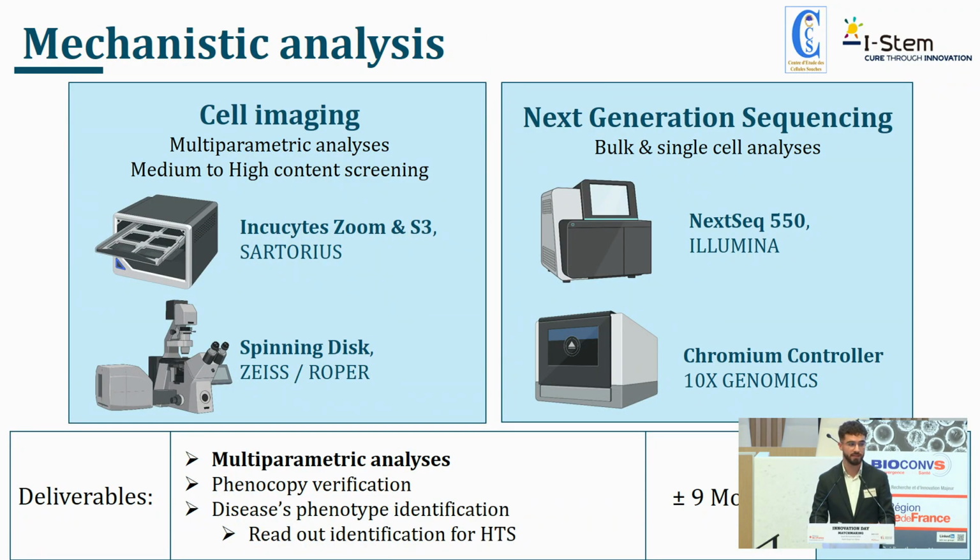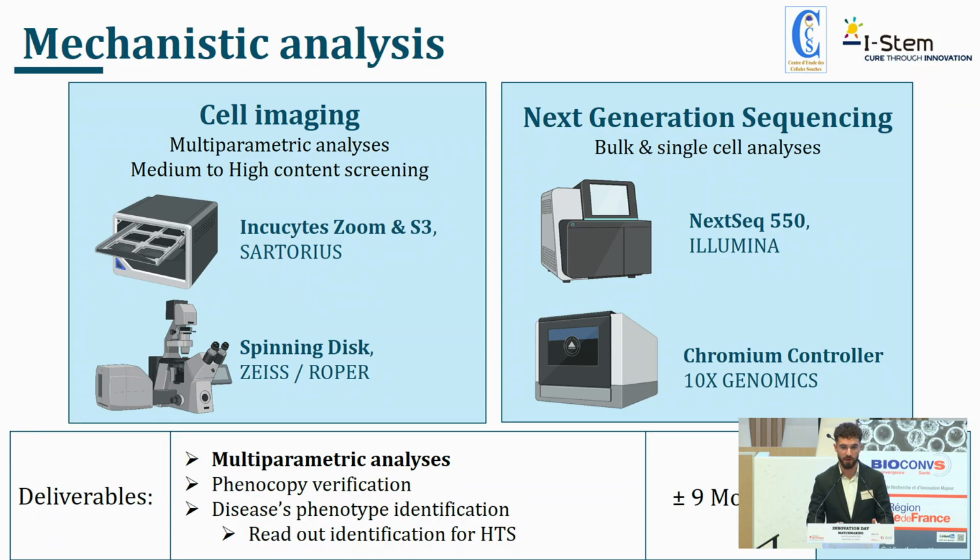Once we have our cells, we can do mechanistic analysis. For this, we first have cell imaging with multiparametric analysis and medium to high content screening, with devices such as the IncuCyte and the spinning disk. On the other side, we also have next generation sequencing, so we can do bulk and single cell analysis with NextSeq, for example. The goal of this package is to verify the phenocopy, to identify the phenotype of the disease, and also to identify the readout for the high throughput screening.